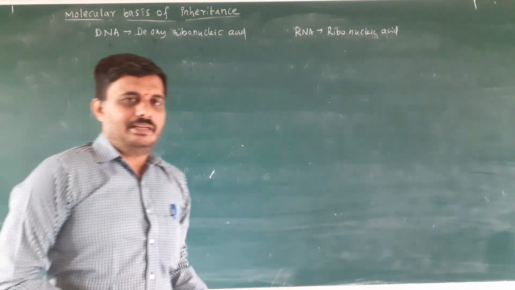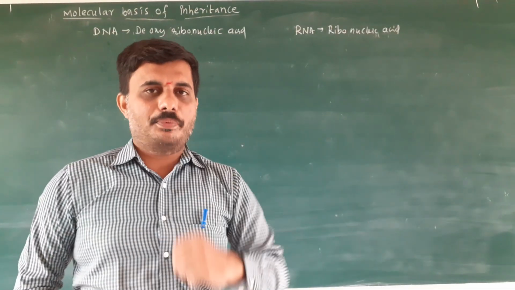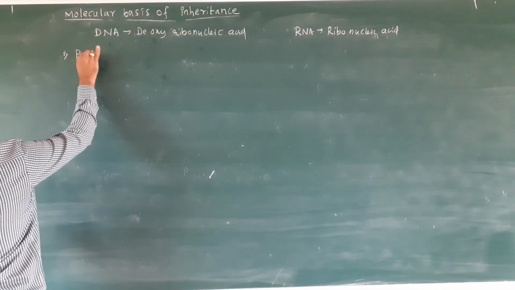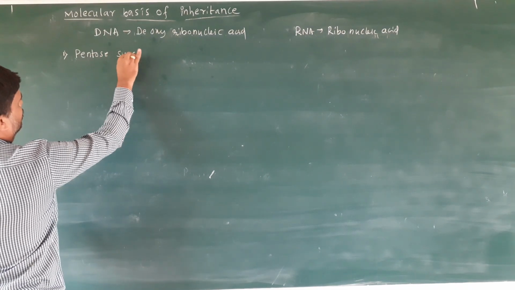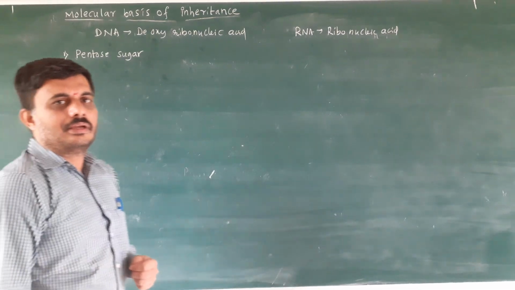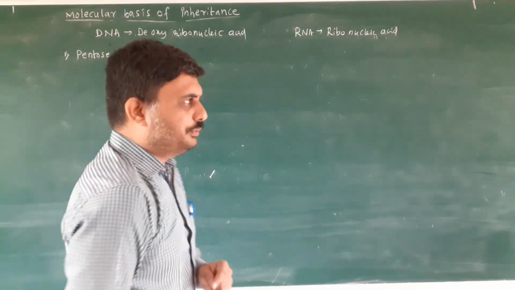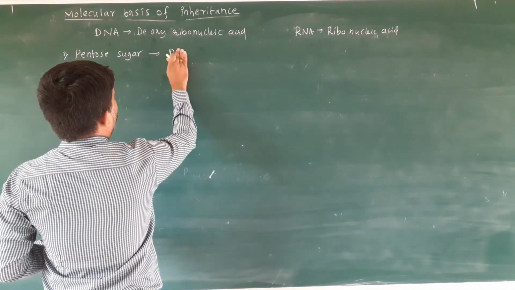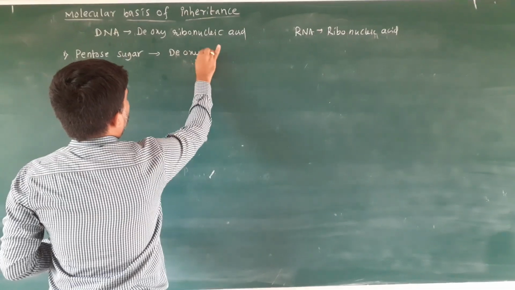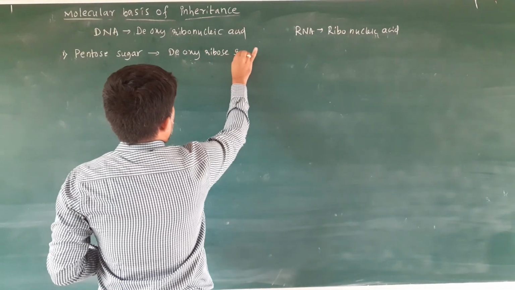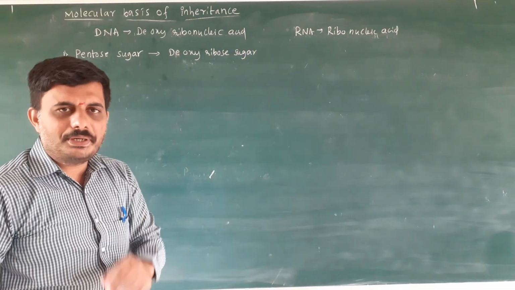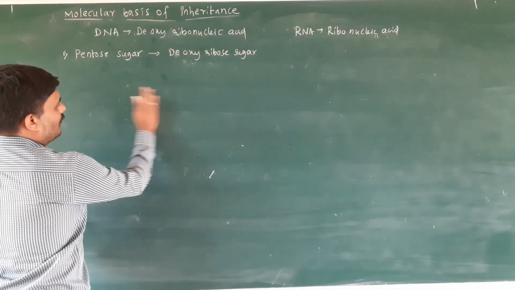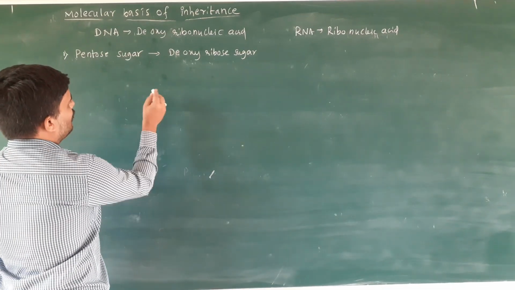DNA or RNA, basically they have 3 components. The first component of DNA is the pentose sugar. The pentose sugar which is present in DNA is deoxyribose sugar. Why is it called pentose sugar? Because it has a 5 carbon moiety. The sugar having 5 carbon atoms is called pentose sugar.